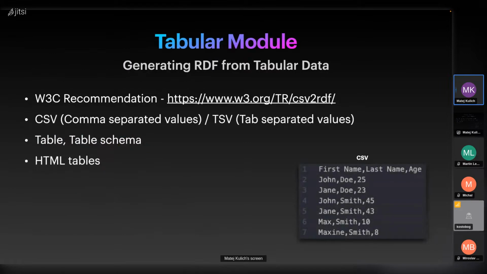The tabular module is a module in S-Pipes that enables the conversion of CSV or TSV data into RDF data. The implementation loosely follows the W3C recommendation, and CSV is comma-separated values. It is a popular data format used to store tabular data in plain text. Most people know this from Excel. However, RDF is a more flexible and powerful framework to represent the data.